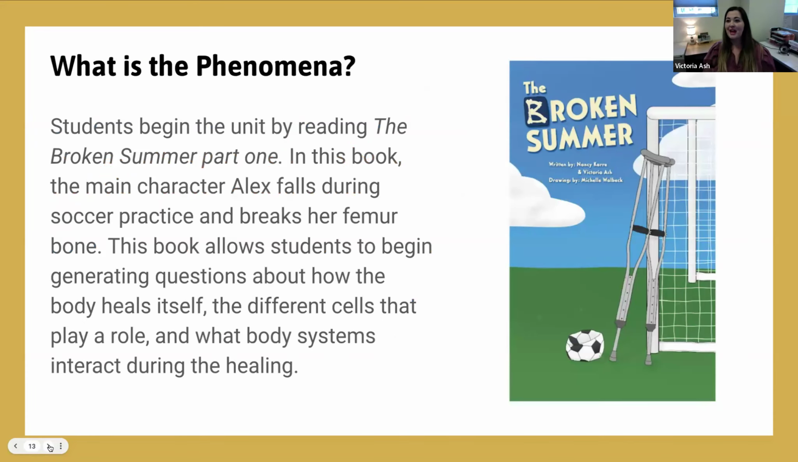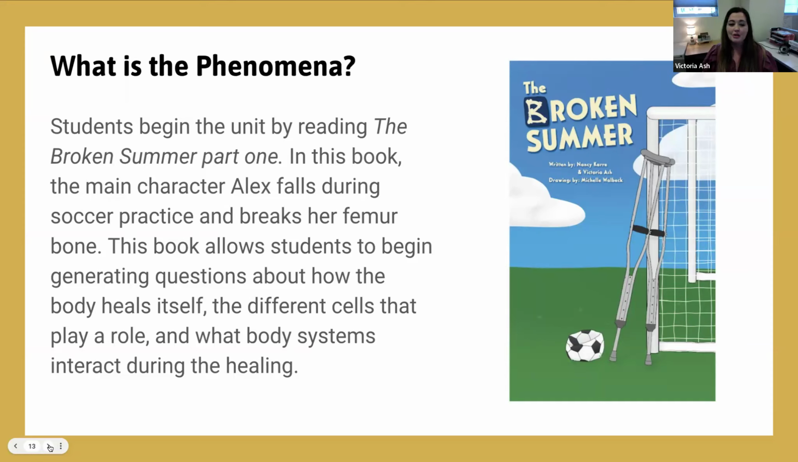Okay, so we start off with our big phenomena, as we do in all of our units, and it really drives and guides our learning. And so our phenomena is started with this book here, The Broken Summer. In the book, The Broken Summer, our main character, Alex, falls during soccer practice and she breaks her femur.